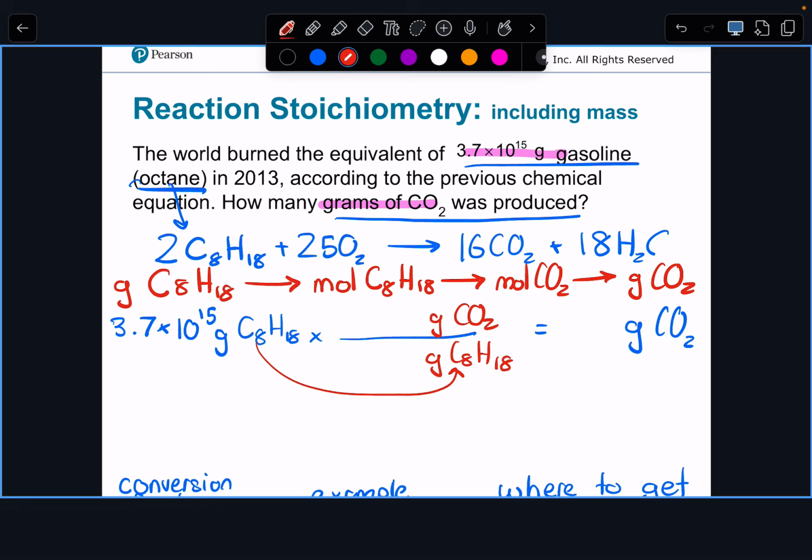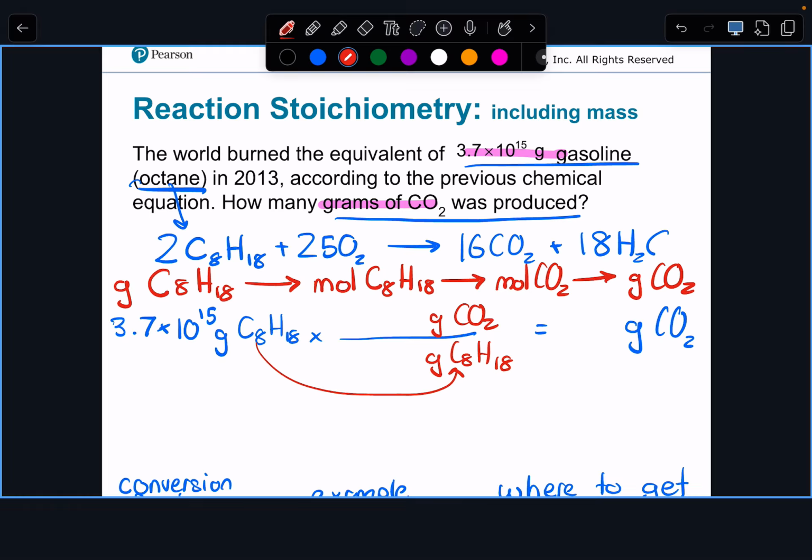measuring stuff. Would I measure water in grams? No, not usually. Water is a liquid, right? You're going to pour it out. So maybe I measure it in milliliters, and then I have to convert that to moles. So there are going to be other ways that we get to moles.